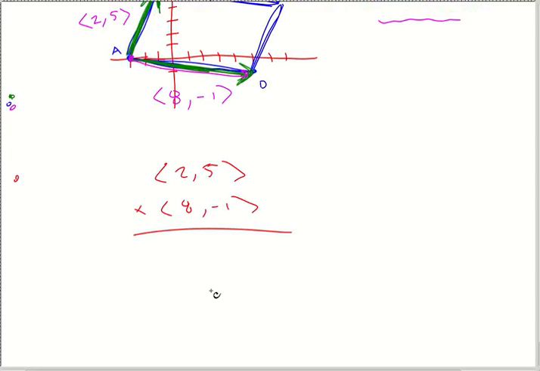Whoa, hold on. Note the difference. Aren't these 2D vectors? And that formula I gave you was for 3D vectors. Well, I could just put a 0 in there. That's fine if you wanted to do it that way. Can I show you the quick way, though? It's much easier.